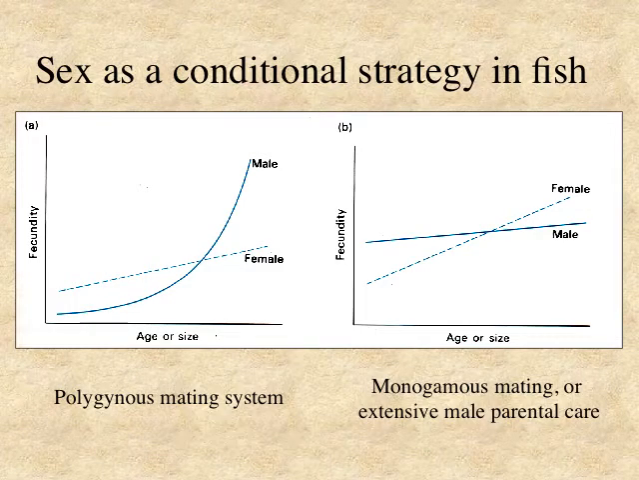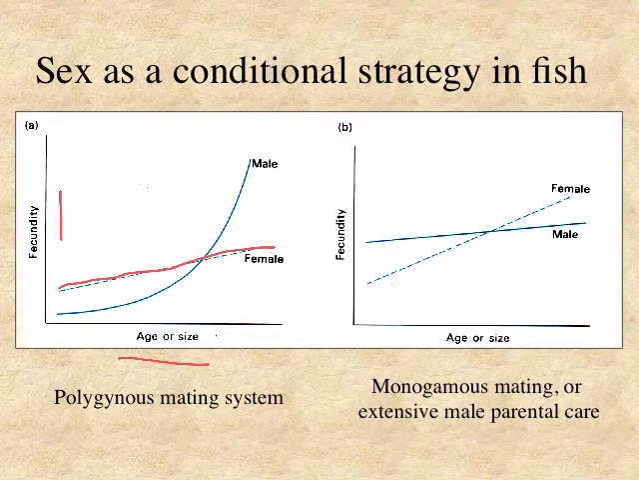In fish, there are also some fish where sex is a conditional reproductive strategy. And what appears to be going on in fish really is that because they keep growing as they get older, the relationship between fitness and size can change depending on the mating system. So here's fecundity and here's age or size. Larger females have bigger bodies and can hold more eggs, right? So there's a positive relationship between body size and reproductive potential in female fish that goes something like that.